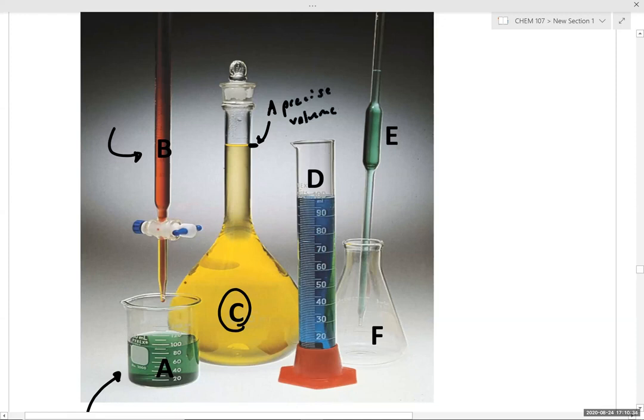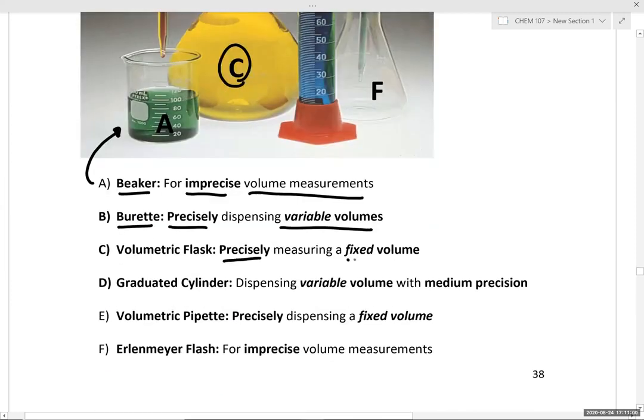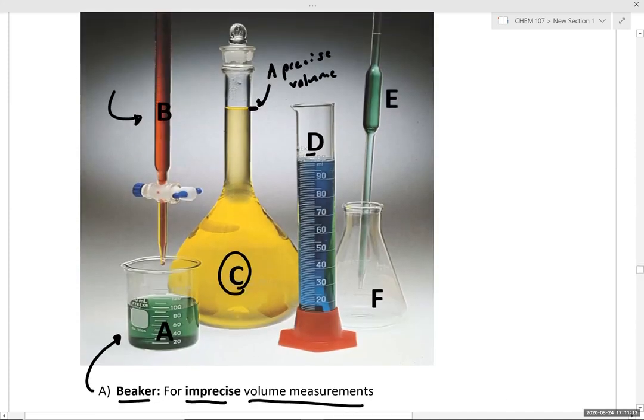Although you can't fill a volumetric flask halfway and take a precise measurement, volumetric flasks are wonderful for preparing solutions and performing dilutions because you can generate and measure an exact volume to a high level of precision. So a volumetric flask precisely measures a fixed volume. For example, 100.00 milliliters.